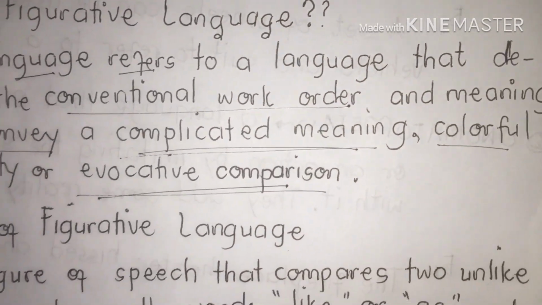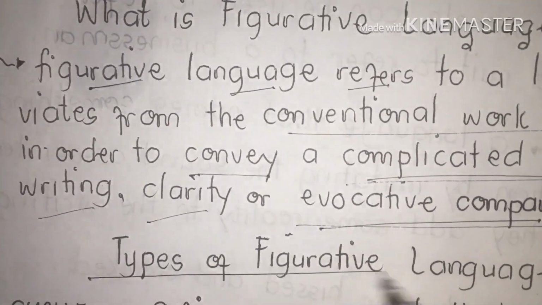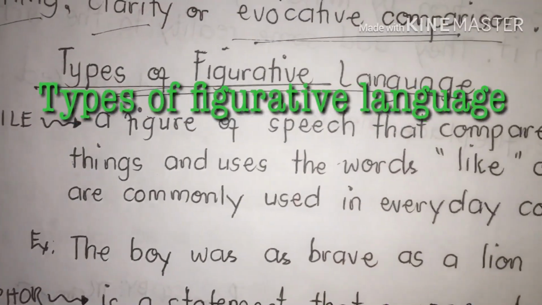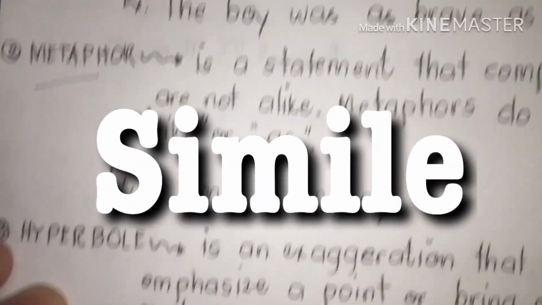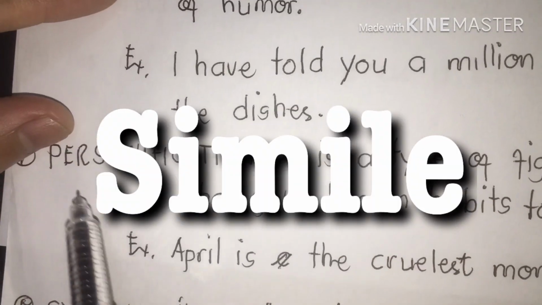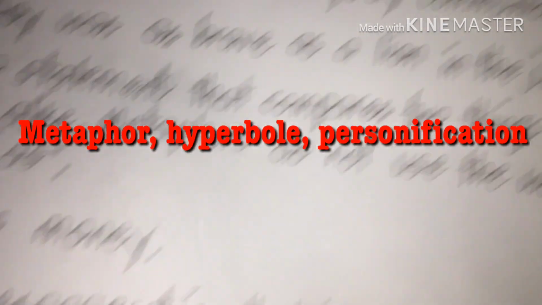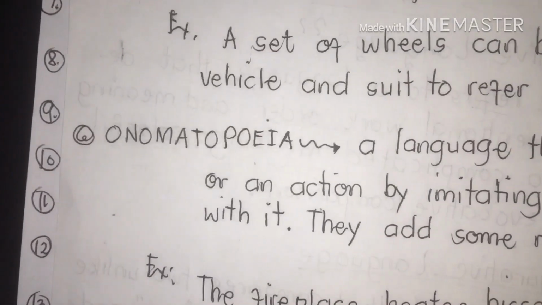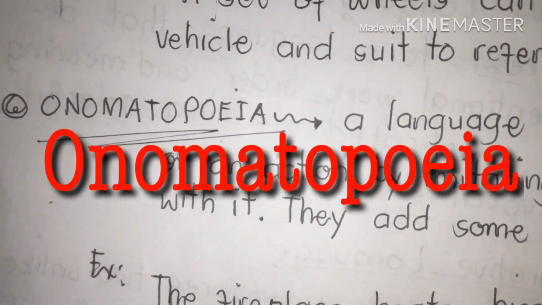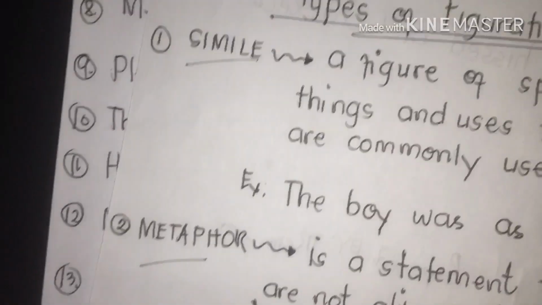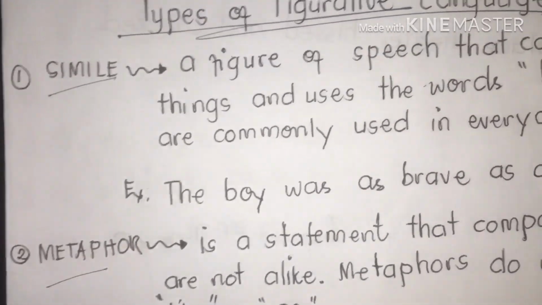Another thing, class, remember that figurative language is a part of speech. We have types of figurative language: simile, metaphor, hyperbole, personification, synecdoche, and the last one is onomatopoeia. These are the figurative languages. But before that, we're going to read first the definition of each.